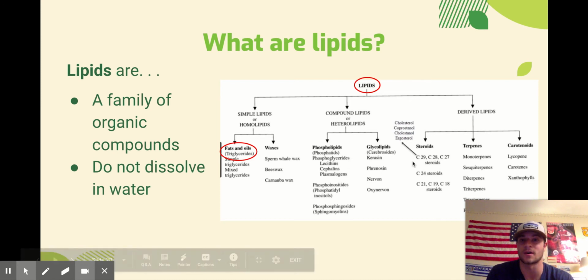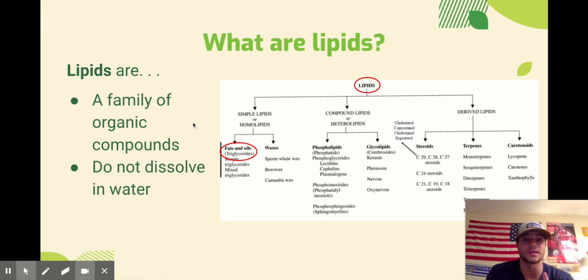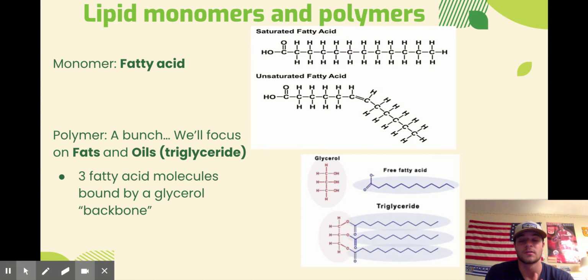And we're not going to talk about all of these, but what connects all of this stuff together is two things. Number one, they're a family of organic compounds, which means carbons, hydrogens, oxygens, as we learned. And the biggest thing, the second thing, they do not dissolve in water. Okay. So while there are a bunch of different lipids, we're just going to be talking about fats and oils in this class. So the monomer is called a fatty acid.